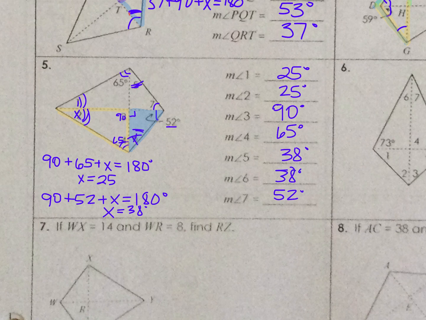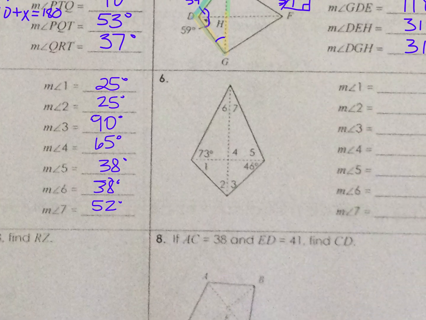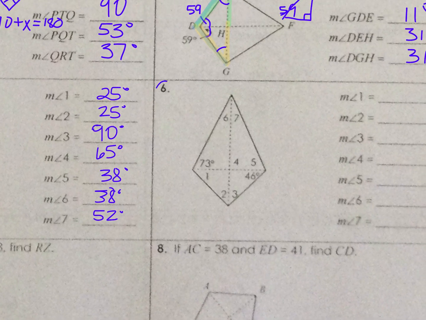So use all this knowledge you acquired, and I need you to do number 6 on your own. Figure out all these angles. The easiest would be to start with number 4. Number 1 and number 5 should be pretty easy to figure out. And for 6 and 7, and 2 and 3, you have to make some triangles.